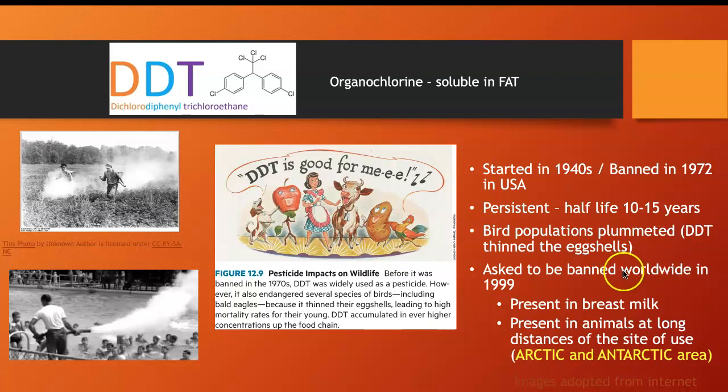DDT was found to make bird eggshells extra thin. So the bird population greatly dropped, and many of them are endangered because of this problem. Also, it's omnipresent. DDT was found in the Arctic and Antarctic areas. I want you to think why, since we don't have crop fields in the Arctic area, DDT can be carried that far away.